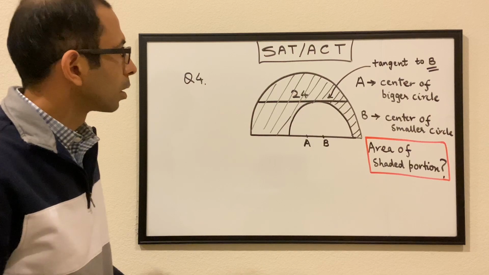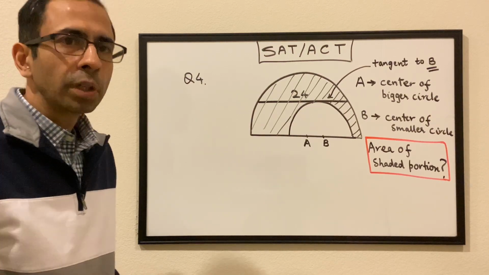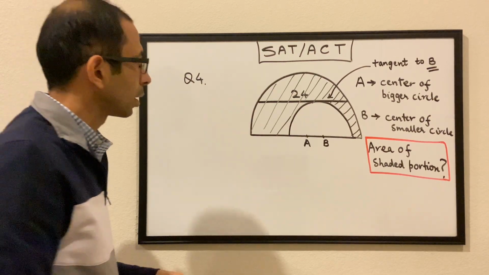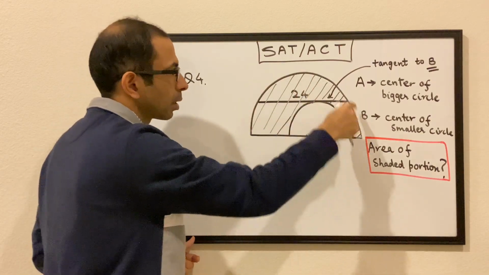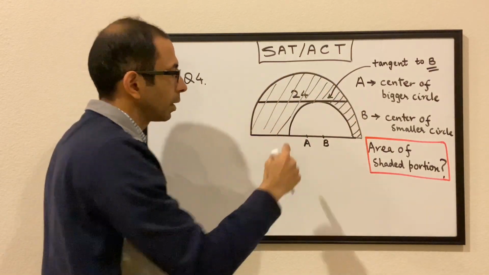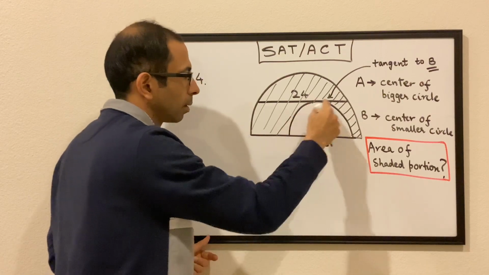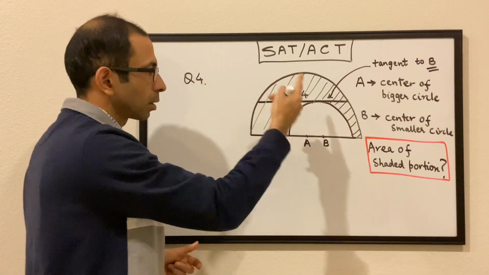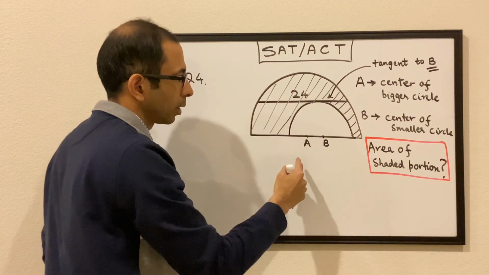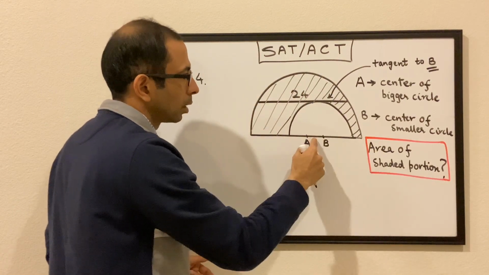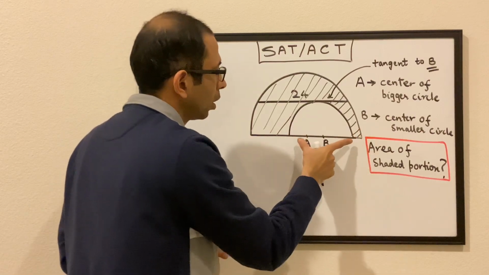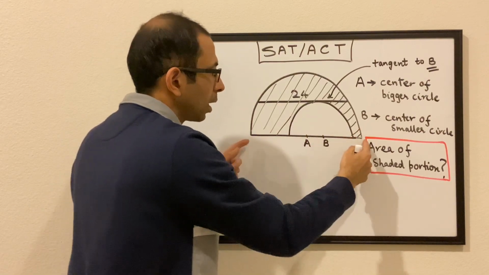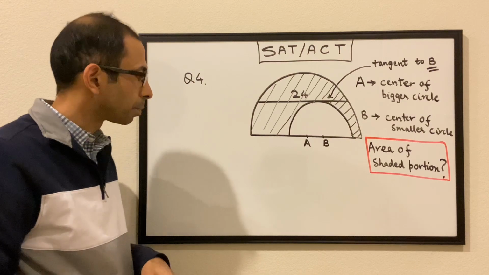So what is the area of the shaded portion? The area of the shaded portion is nothing but the area of this semicircle minus the area of this semicircle. I mean, these are circles and this is a semicircle, because it's passing through the center, so this is the diameter. This serves as the diameter of the smaller circle as well and of the bigger circle as well.